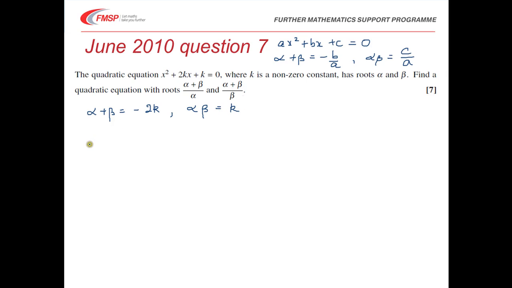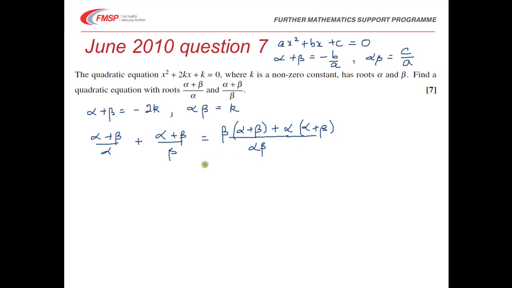We're trying to find an equation with roots alpha plus beta over alpha and alpha plus beta over beta. So we need to find the sum of those roots. If we do that, let's take a common denominator of alpha beta. Alpha into alpha beta goes beta times, so we'll have beta lots of alpha plus beta, and then beta into alpha beta goes alpha times, so we'll have alpha lots of alpha plus beta.